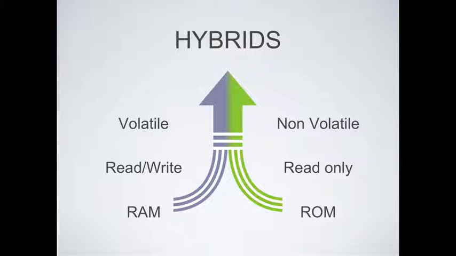So we have RAM, which is read-write. You can read and write memory, and it's volatile. Whereas ROM is read-only. You can't write it again, and it's non-volatile. The data is always going to be maintained.